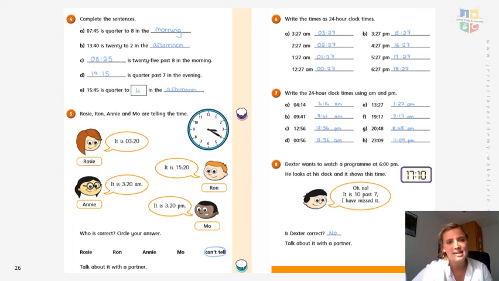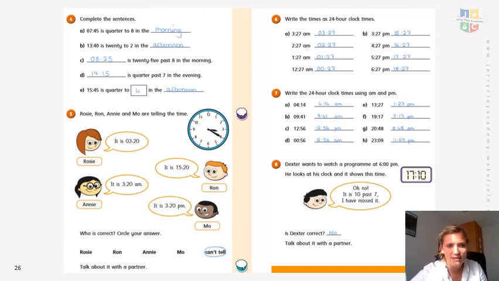So complete the sentences. 07:45 is 7:45 in the morning because it's got a 0 at the start. 13:40 is 2 in the afternoon because remember 13 is after 12. If you're wanting to say it is in the morning, remember most of the time it will have a 0 at the start. So if it's 8:25, it should be 08:25. And if it is 7:15 in the evening, it should be 19:15, because if you add 12 to the 7, you would get the number 19 because it's in the evening.